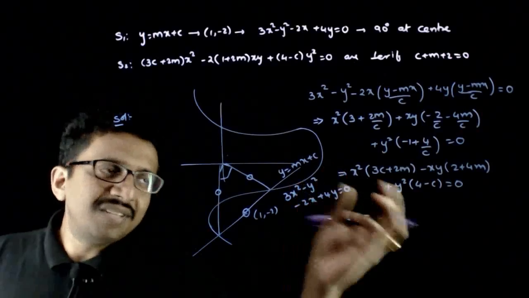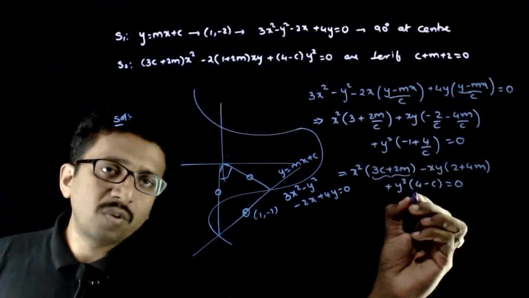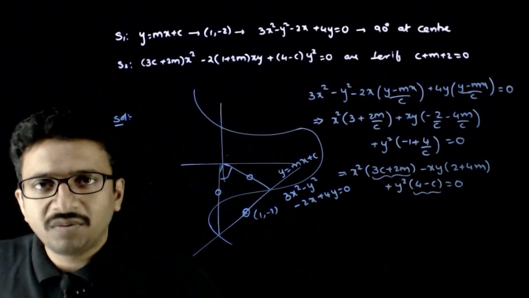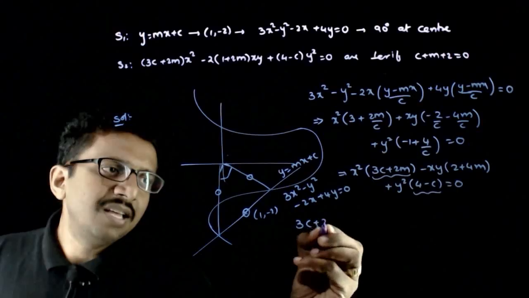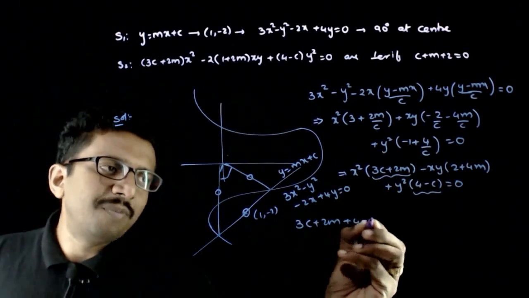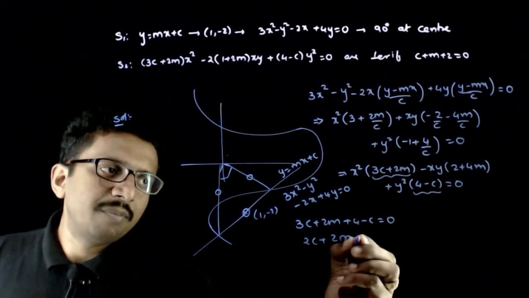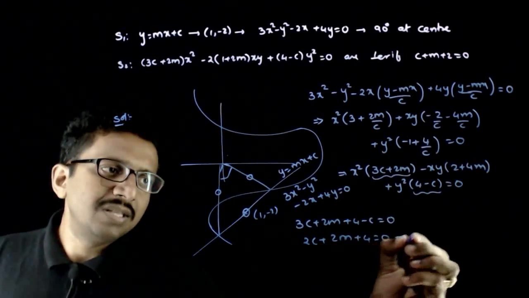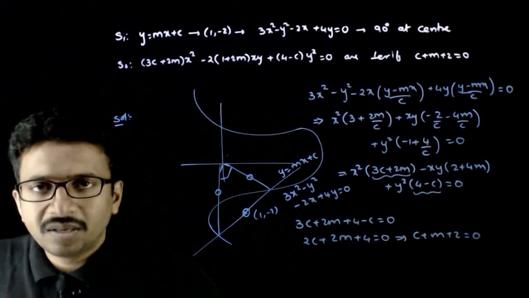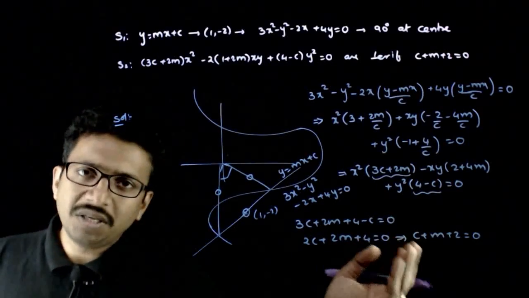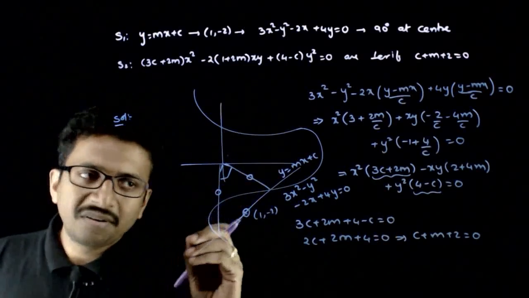Now if this pair of lines has to be perpendicular, the coefficient of x² plus the coefficient of y² has to be equal to 0. That is, a + b = 0. That is 3c + 2m + 4 - c = 0. So 2c + 2m + 4 = 0. This implies c + m + 2 = 0. So if c + m + 2 = 0, then these lines will be perpendicular.